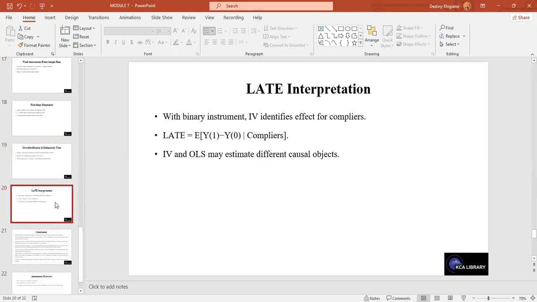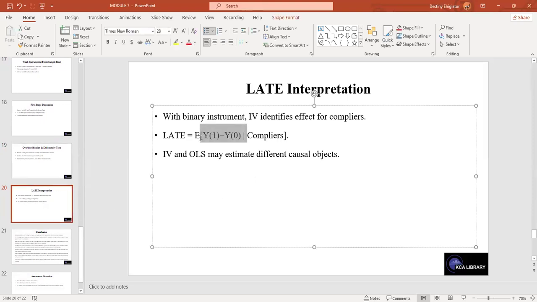Let's look at LATE interpretation. What does it mean? With binary instruments, IV identifies effects for compliers. This is the LATE formula. This is how to calculate LATE. IV and OLS may estimate different causal objects. That is why LATE interpretation is needed.